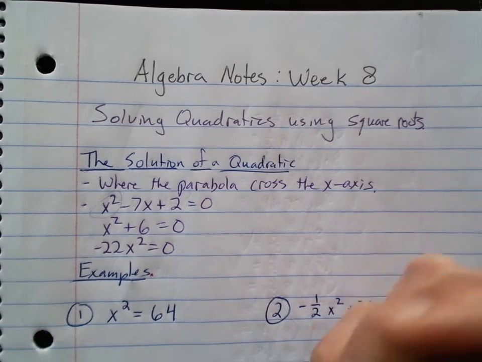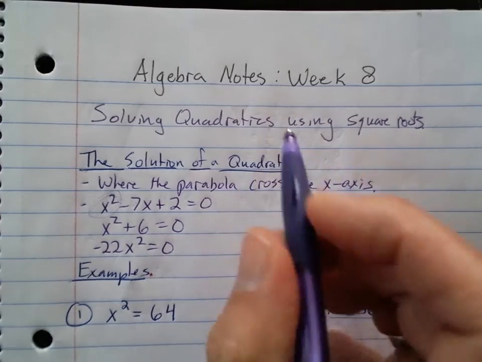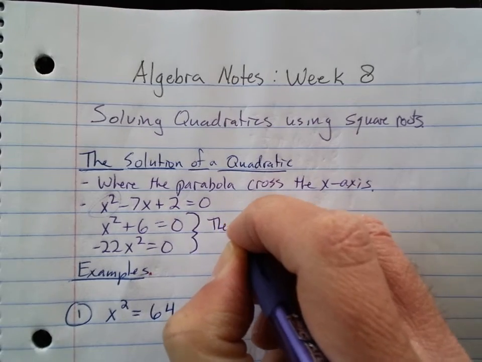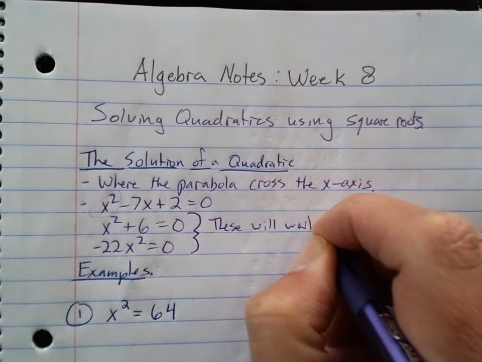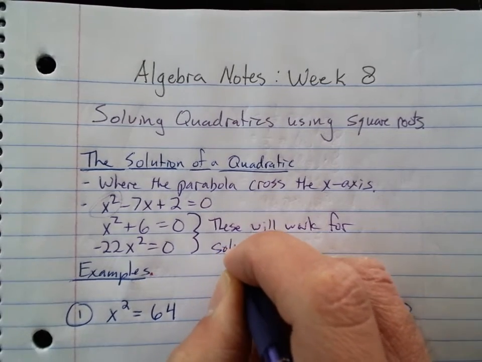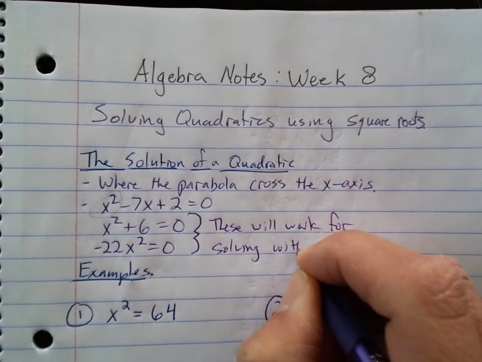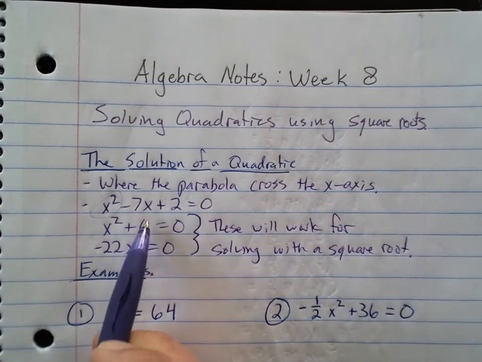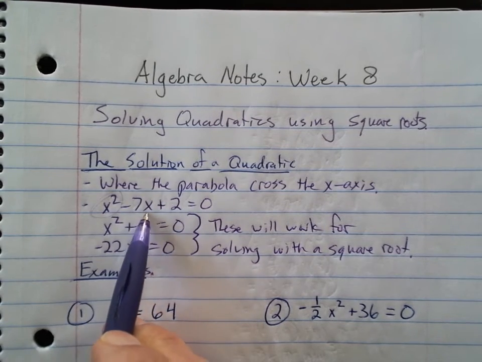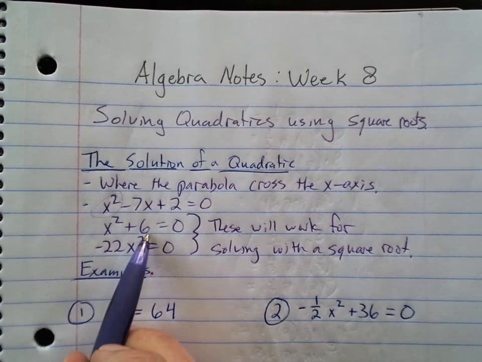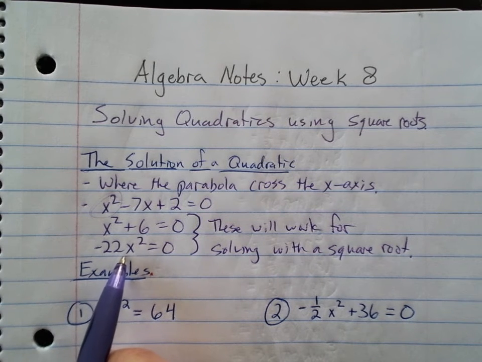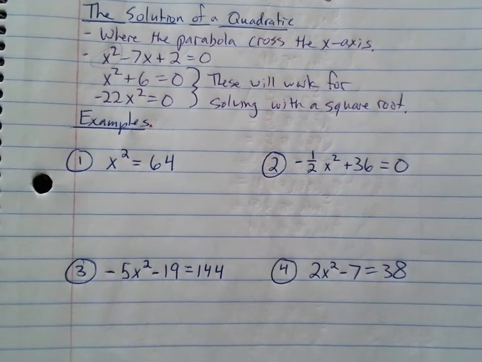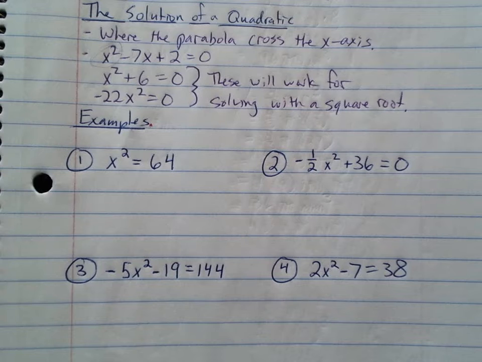So for us, in order to be able to solve a quadratic using a square root, you need to have something like this. These will work for solving with a square root. The process I'm showing you today is only for ones that don't have an x in it, where it's just an x squared and a constant, or an x squared, no constant. So that's what we're looking for. For examples, I've got 4 of them. The first 2 are straightforward. The next 2 get a little bit more tricky.